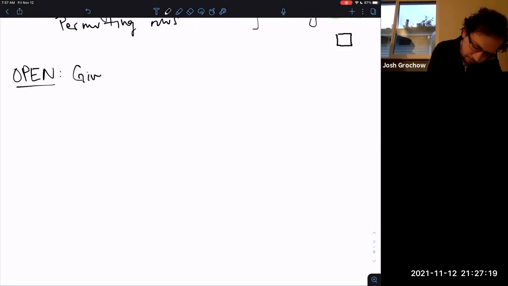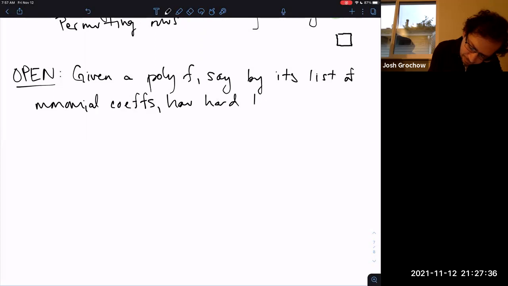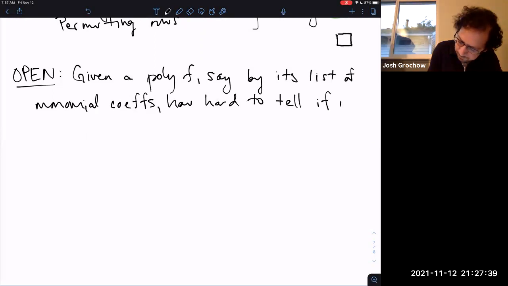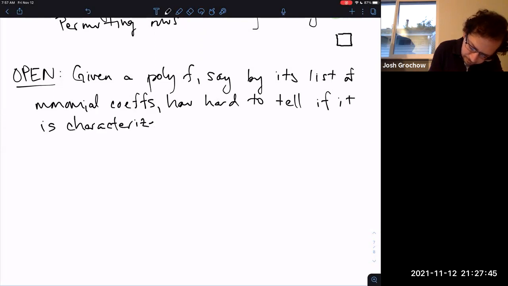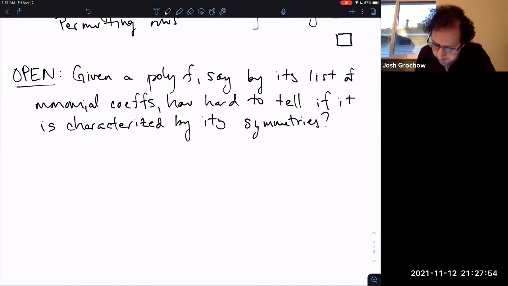So given a polynomial f, say by its list of monomial coefficients, how hard is it to tell if it is characterized by its symmetries?